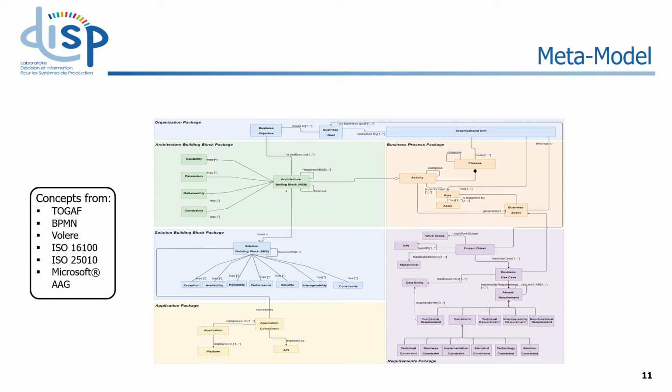6 packages. First one is the application package. The second one is the solution building block package, which is a physical representation of the application package, and which is linked to the application building block, architecture building block, which is a functional representation of a solution building block, and which is linked to the organization package that brings the value in use for a company by describing the business goals and objectives that helped an organization to develop this technical component.